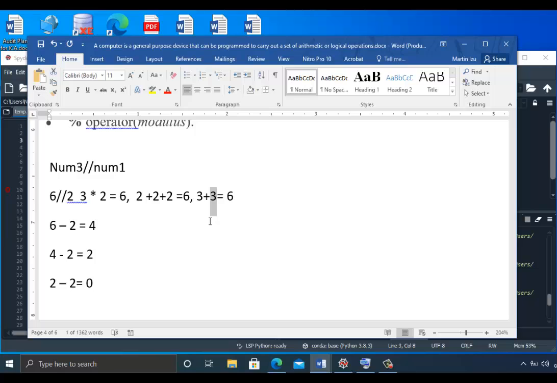Instead of repeating 2 plus 2 plus 2, another way you can rewrite it is 2 times 3. It's shorter for you to say 2 times 3 than writing 2 plus 2 plus 2, when you can replace this whole 2 occurring 3 times with the value 3. So that is what division is all about.